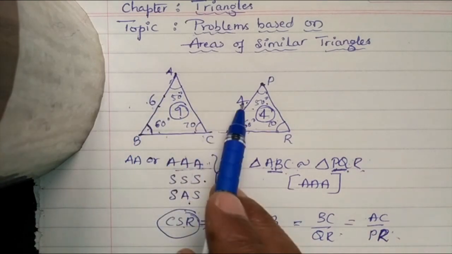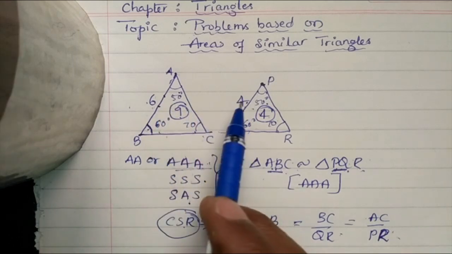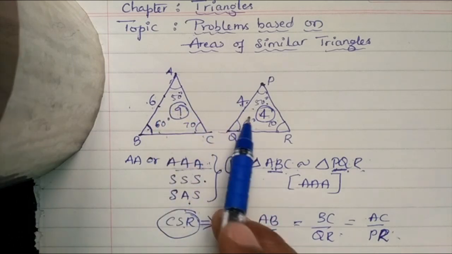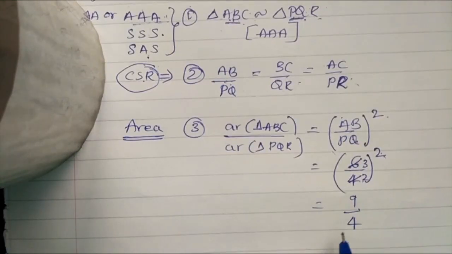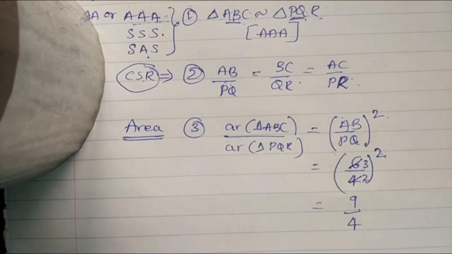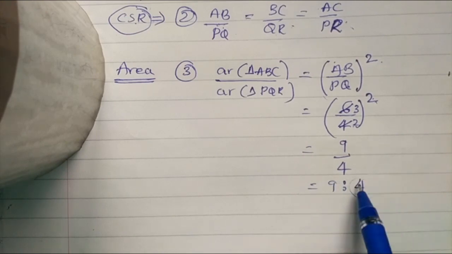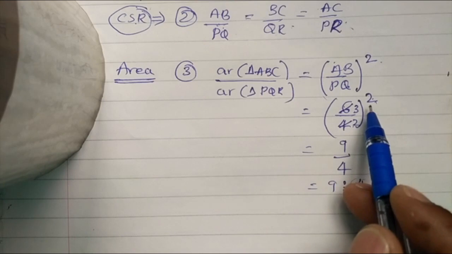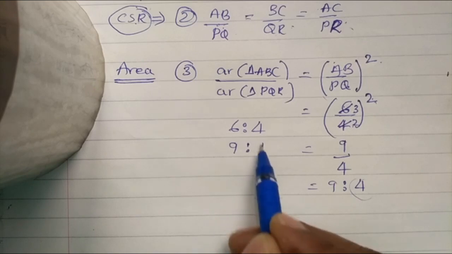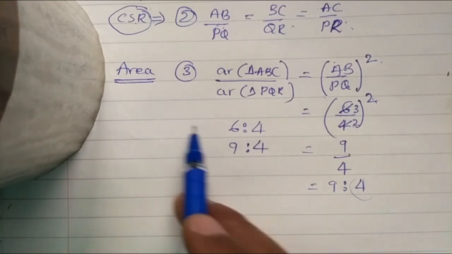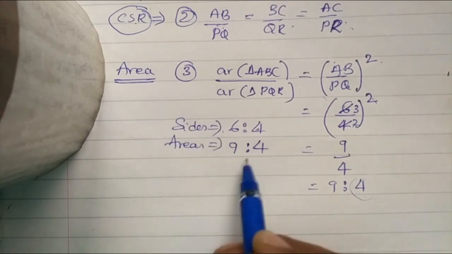Their sides are 6 and 4, but their areas are not 6 and 4. 6 and 4 are the lengths of the sides of those two triangles, but 9 and 4 are the areas of the triangles. So 9 by 4 is the ratio of the areas of those two triangles. Finally 9:4. Their sides are 6:4, but their areas are 9:4. So how do we get the areas?